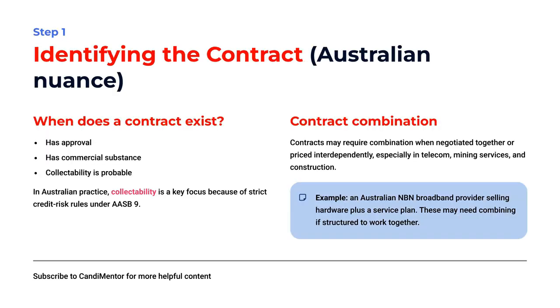Step 1. Identifying the contract. Australian nuance: a contract exists when it has approval, commercial substance, and collectability is probable. In Australian practice, collectability is a key focus because of strict credit risk rules under AASB 9. Contracts may require combination when negotiated together or priced interdependently, especially in telecom, mining services, and construction. Example: an Australian NBN broadband provider selling hardware plus a service plan. These may need combining if structured to work together.